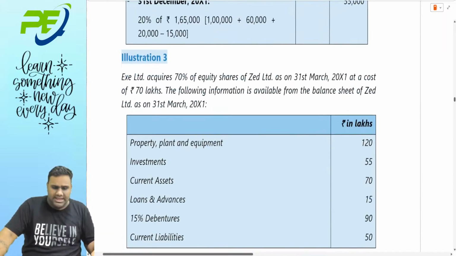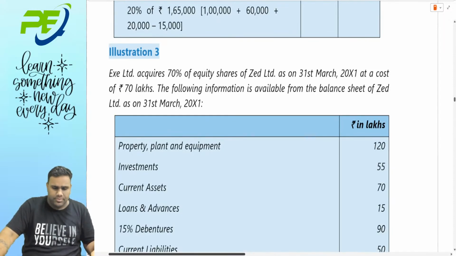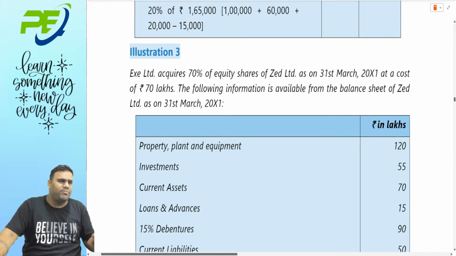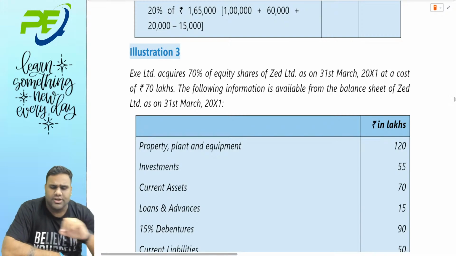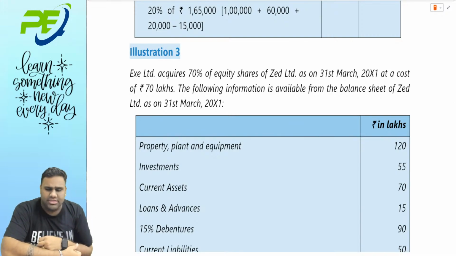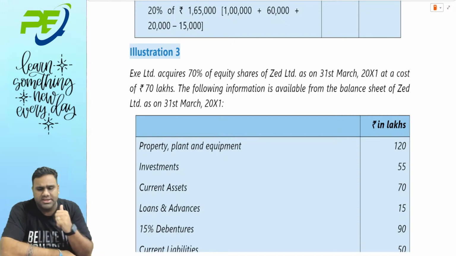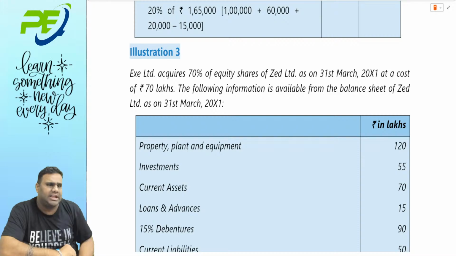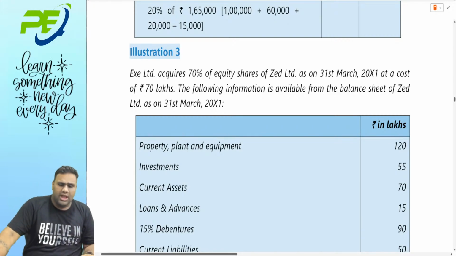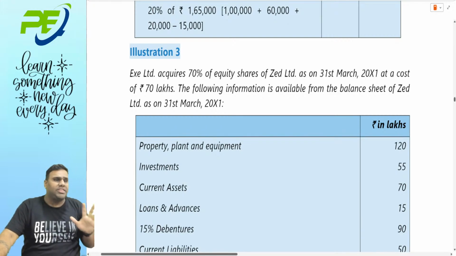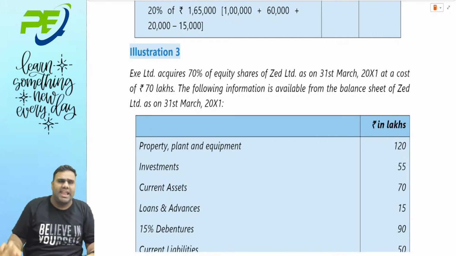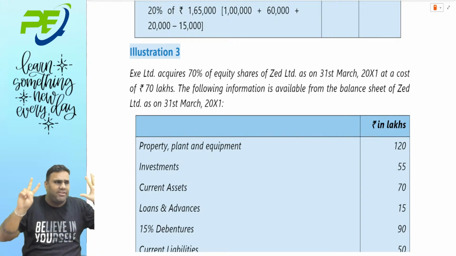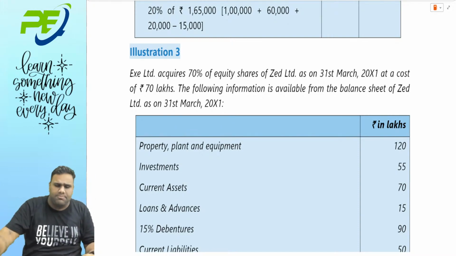So illustration number 3. We are going to do a few very good problems. I expect everyone to be alert. X Limited acquires 70% of equity shares of Z Limited as on 31st March at a cost of 70 lakhs. The following information is available from the balance sheet of Z Limited. Now when X has acquired 70%, X has become holding? Yes. How much minority interest do they have? Our share is 70%, minority interest is 30%.